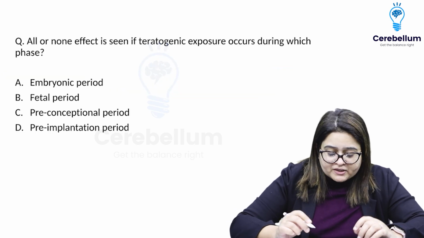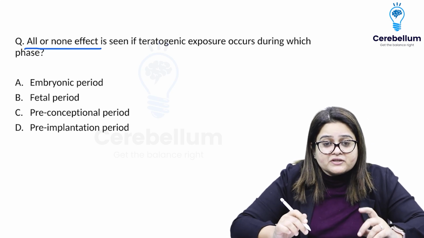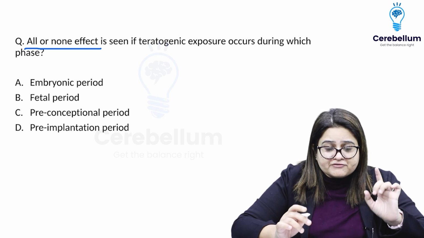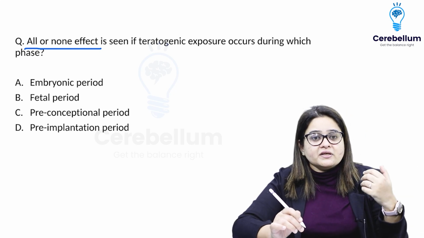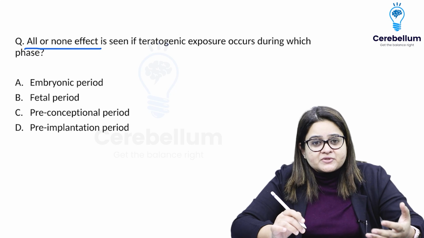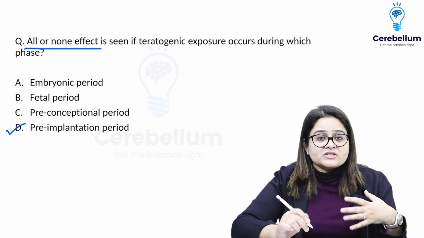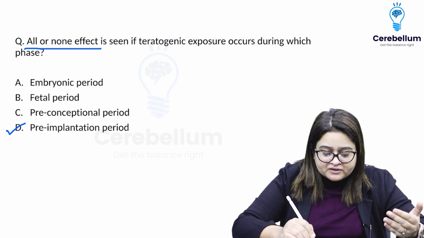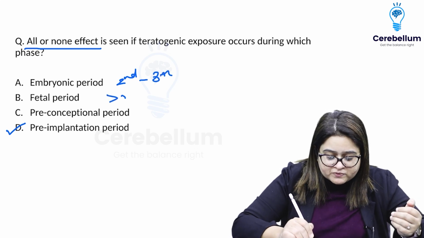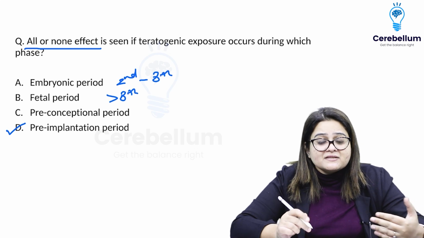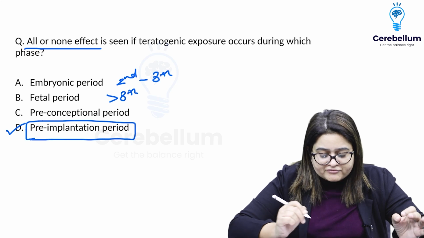All or none effect is seen if teratogenic exposure occurs during which phase? Remember, when does the all or none effect happen? It happens before implantation. It happens after conception but before implantation, and that is called the pre-implantation period. The embryonic period is from the 2nd to the 8th week. After the 8th week is the fetal period. Preconception means she has not even conceived, but pre-implantation is when the all or none phenomenon happens.